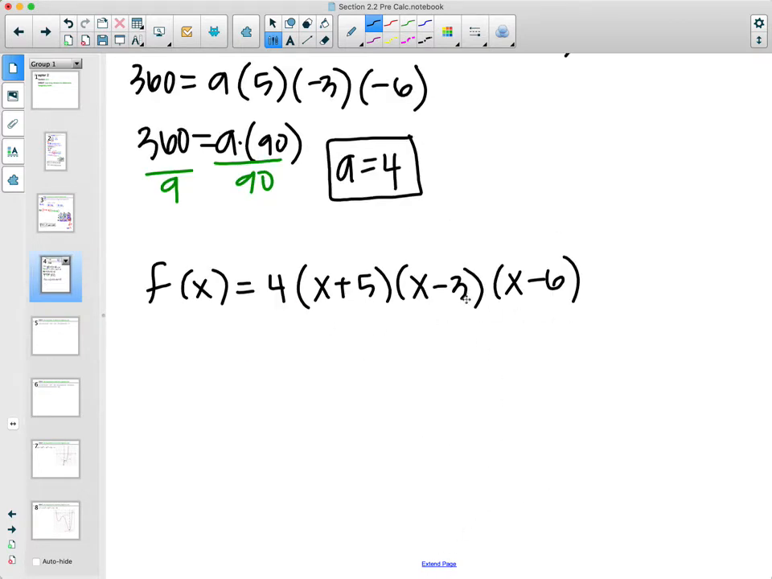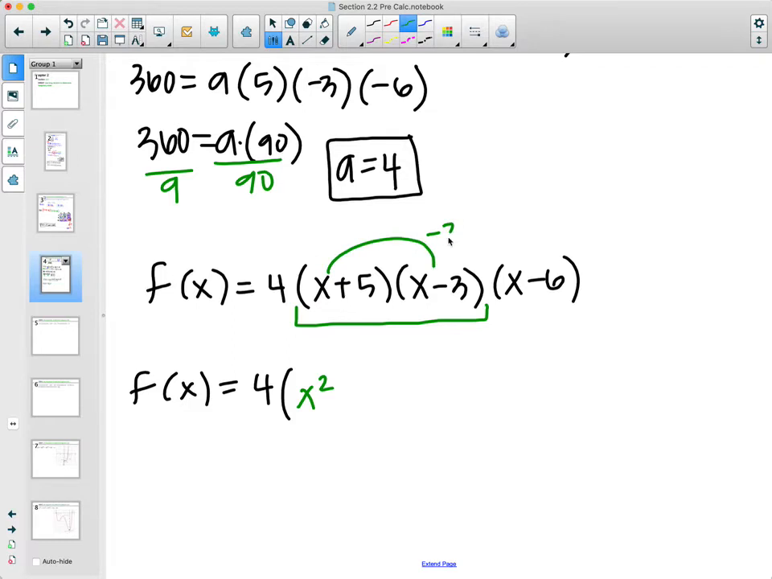You can start wherever you want multiplying. I would leave the 4 to the end, because it'll make your multiplying of the binomials a little bit easier. So you can multiply these first 2 together if you'd like. Again, I'm going to do kind of FOIL method more so in my head. So x times x is x squared. X times negative 3 is negative 3x. And 5 times x is the 5x. Combining those together gives me a positive 2x middle term. And then 5 times negative 3 is negative 15. And then you still have this x minus 6.